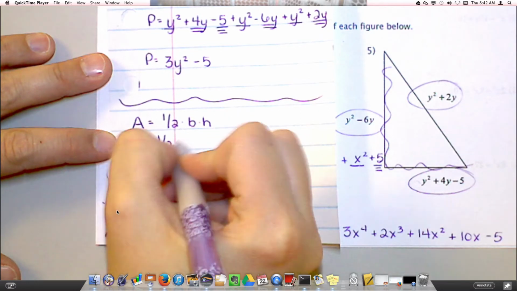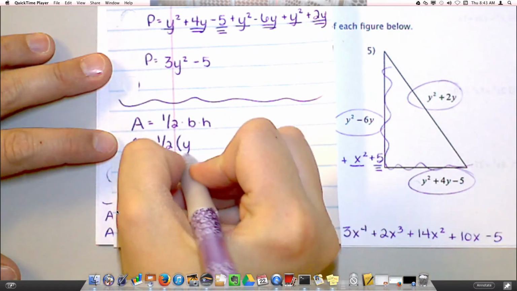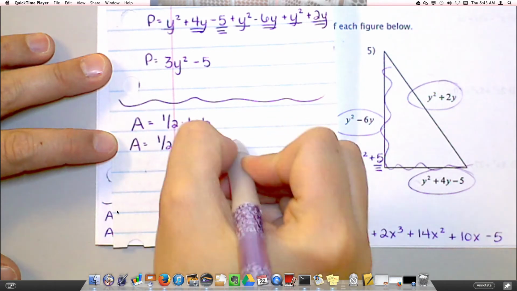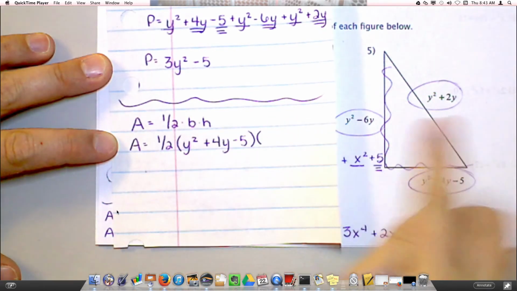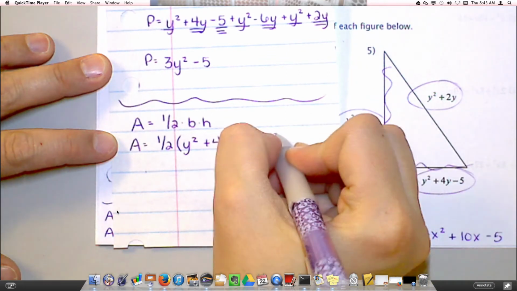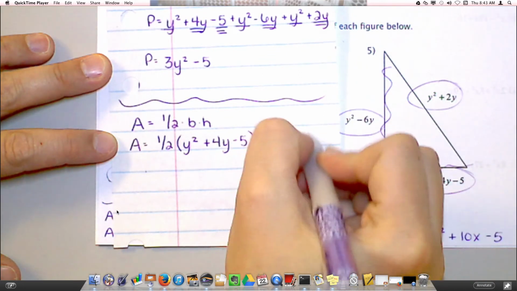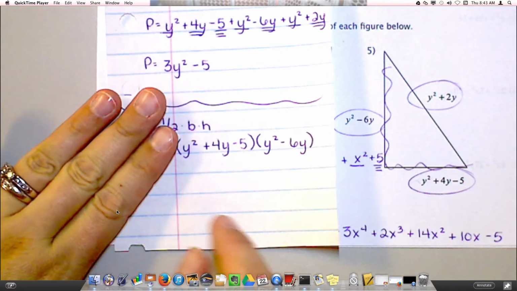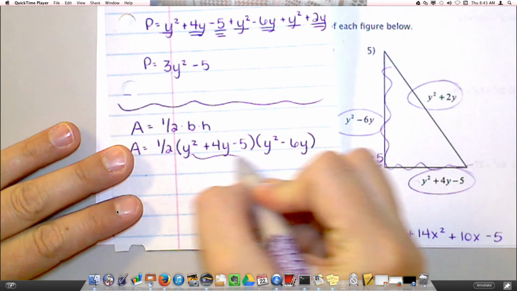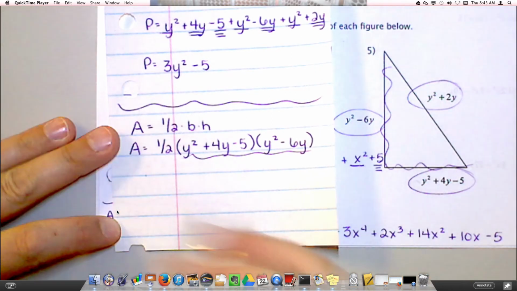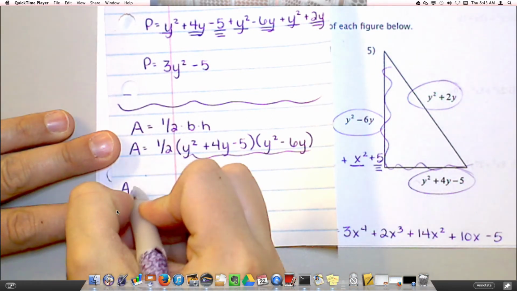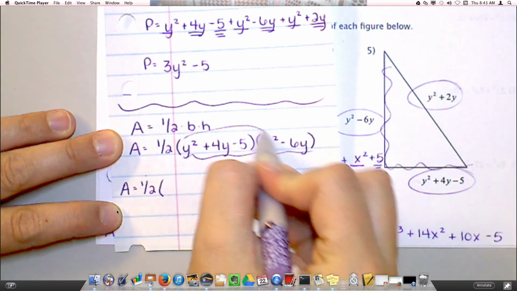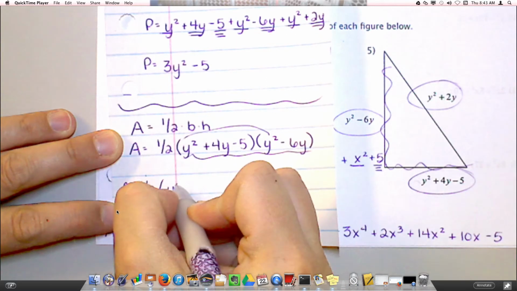1/2 times y squared plus 4y minus 5 times y squared minus 6y. And I know it's tempting with that 1/2 out in front to start with that, but I would actually ignore the 1/2 for now, and I would just multiply these two parentheses together. So that would give me area equals 1/2. And then y squared times y squared is y to the 4th.